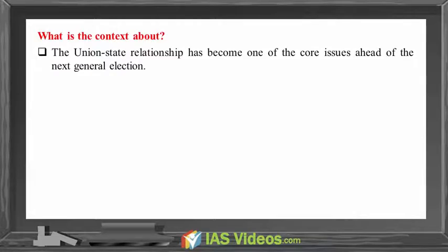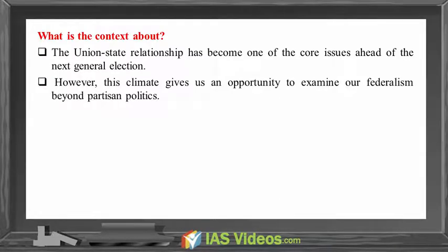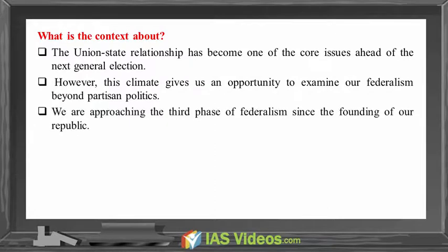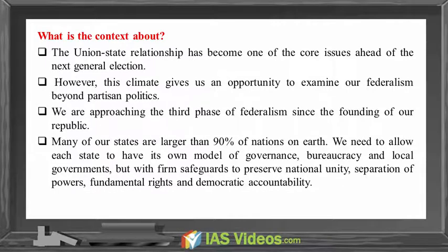The Union-State relationship has become one of the core issues ahead of the next general election. However, this climate gives us an opportunity to examine our federalism beyond partisan politics. We are approaching the third phase of federalism since the founding of our republic. Many of our states are larger than 90% of the nations on earth. We need to allow each state to have its own model of governance, bureaucracy, and local governments, but with firm safeguards to preserve national unity, separation of powers, fundamental rights, and democratic accountability.